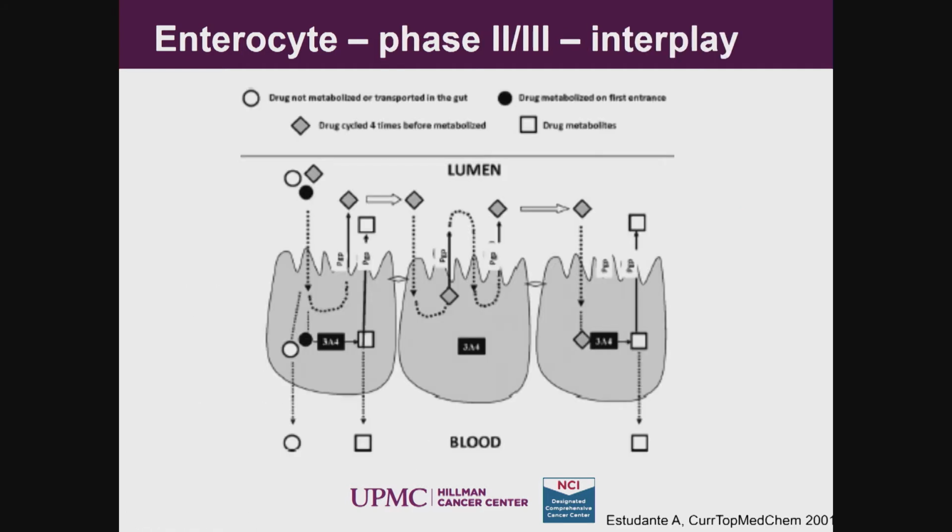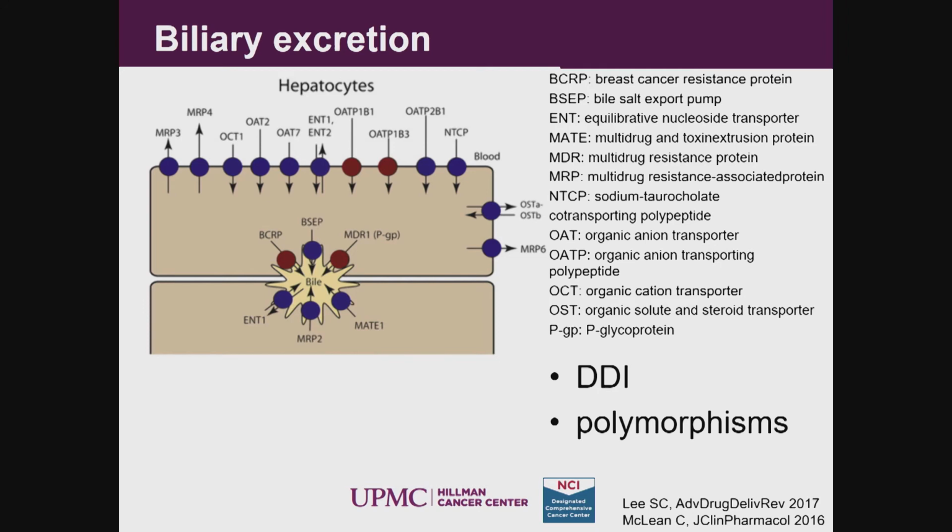So here I just want to provide another picture of this interplay of phase 2 and phase 3 metabolism. Phase 3 metabolism is often defined as these carriers and transporter effects. And so here you see a molecule repeatedly being pumped out and exposed to CYP3A, increasing the likelihood of metabolism and reducing the likelihood of an intact molecule, xenobiotic, actually reaching the systemic circulation.